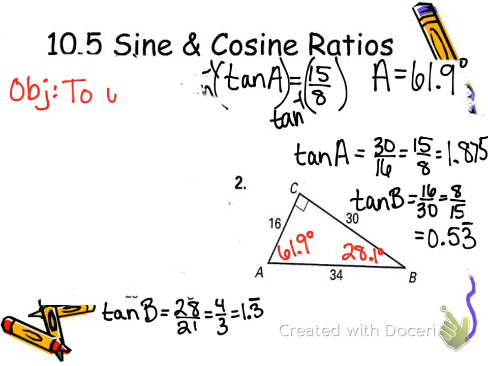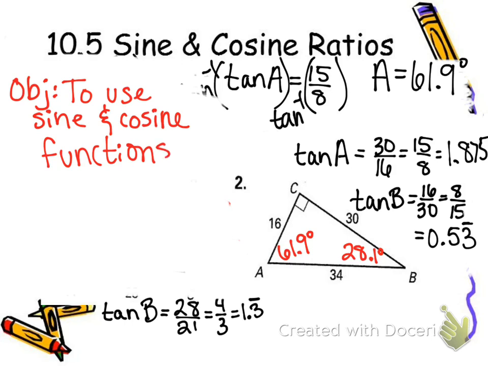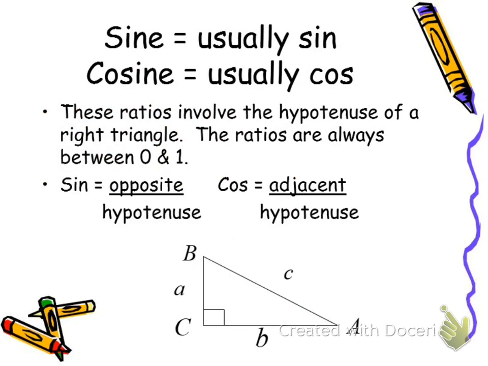Our objective will be to use sine and cosine functions. We are going to use the other two trig functions. Use sine and cosine functions. All right, so today we're talking about sine and cosine. Sine is usually written as S-I-N. Cosine is usually written as C-O-S.